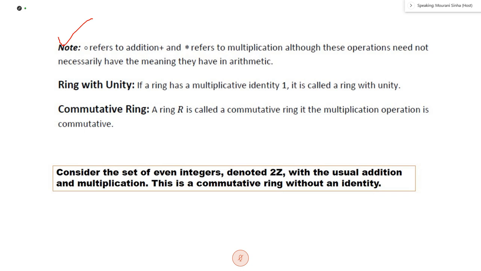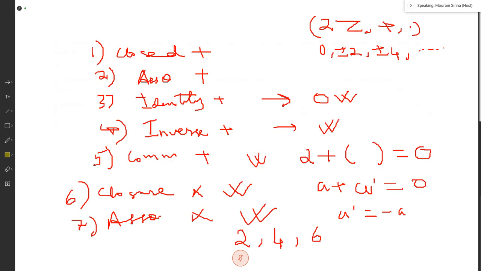Okay, so what you have to show, 2z plus dot is a commutative ring without identity. So first you have to show that it is a ring, then you have to show it is a commutative ring, then you have to show it is a commutative ring without identity. This is how it goes about.